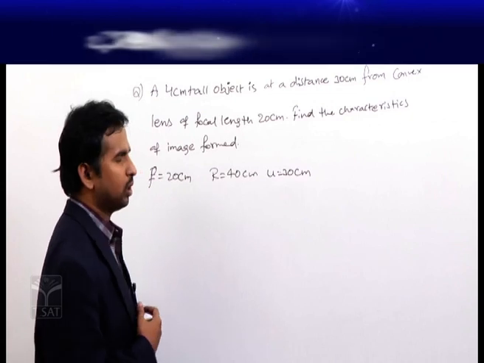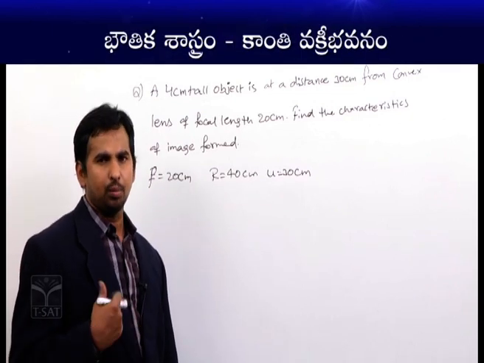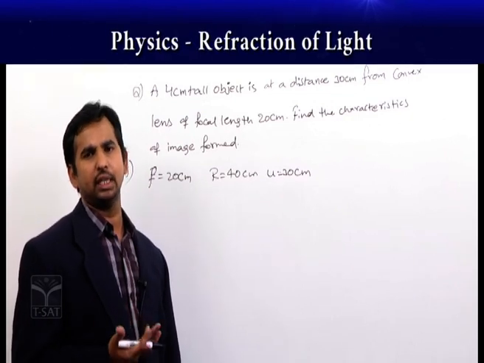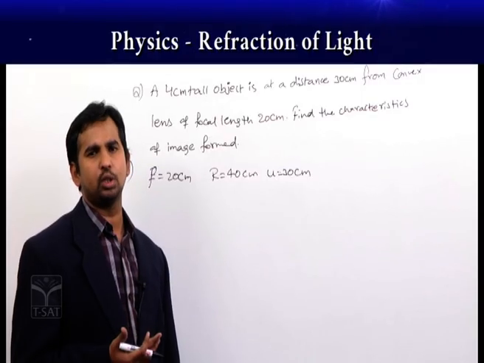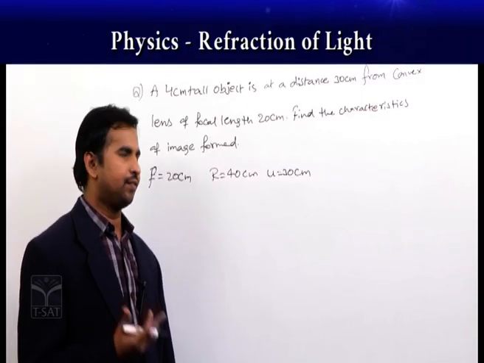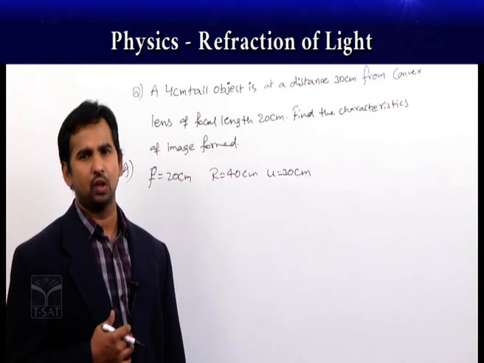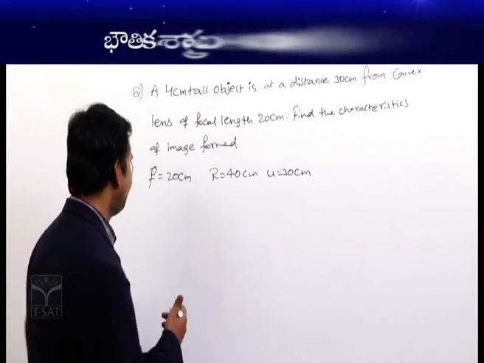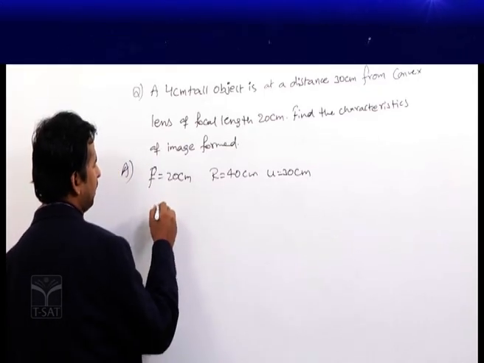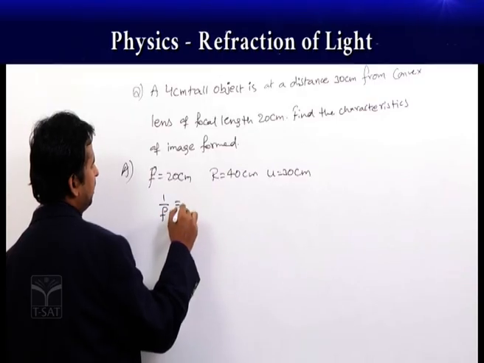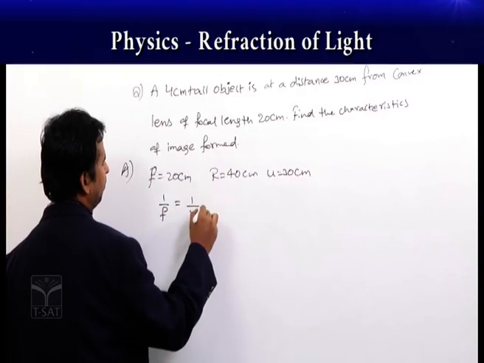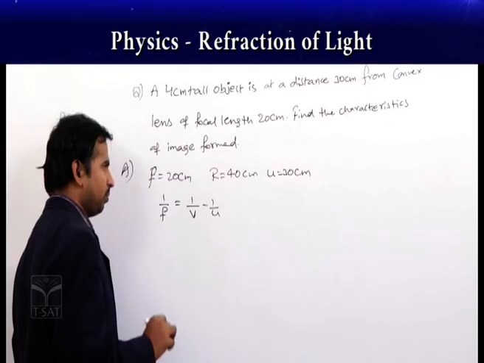Like this, we have a total of 4 characteristics: the nature of the image, the inversion, the position where the image is formed, and finally whether the image is magnified or enlarged. To find that, we know the lens formula, which is 1 by f is equal to 1 by v minus 1 by u.